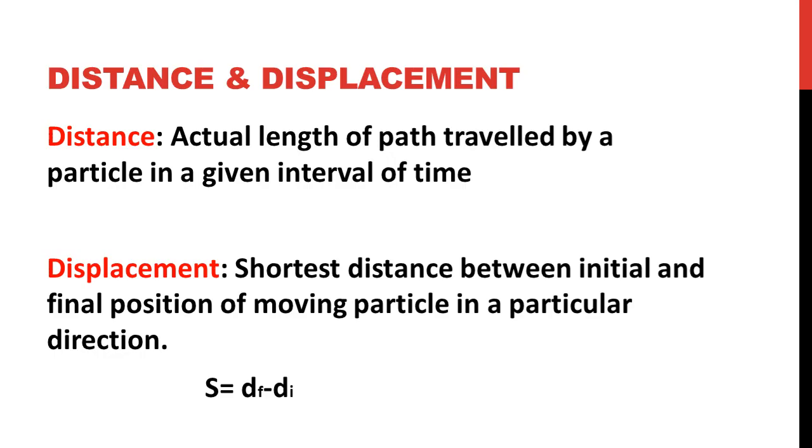Whereas displacement is the shortest distance between the initial and final position of a moving particle in a particular direction. Which means in distance we consider the entire path of travel, whereas in displacement we are just considering the initial point and the final point. The difference between those initial and final points is called displacement. We will not consider the entire path. So the formula of displacement is S equals df minus di, which means final distance minus initial distance.